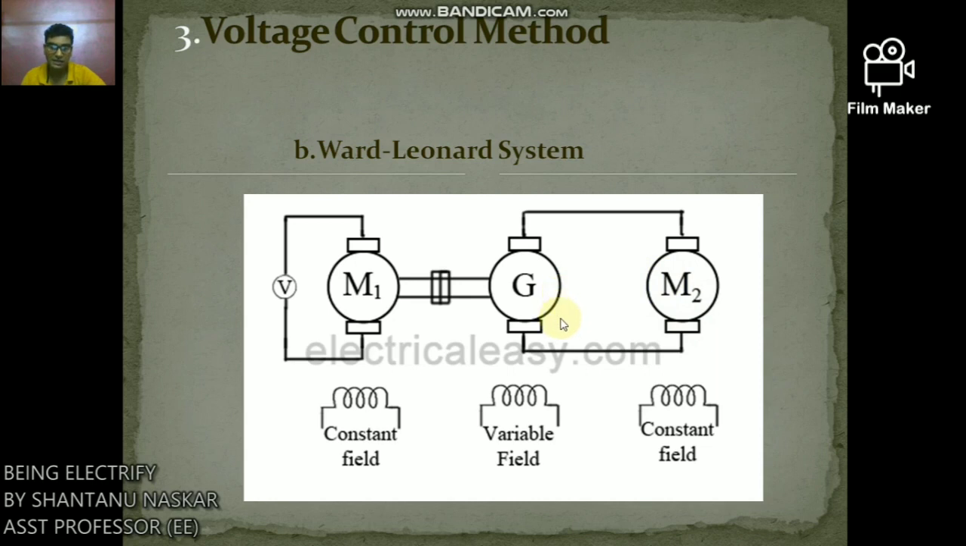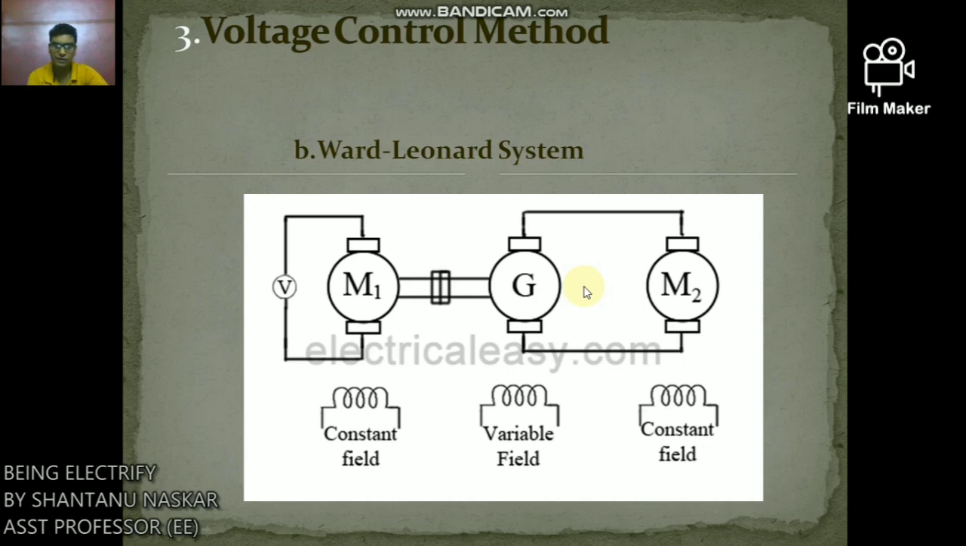M1 may be any AC motor or DC motor with constant speed. G is generally directly coupled to M1. This is called a motor generator set. In this method, the output from generator G is fed to the armature of the motor M2, whose speed is to be controlled. Okay, so the output of G is fed to the armature of the motor. This is the main thing.